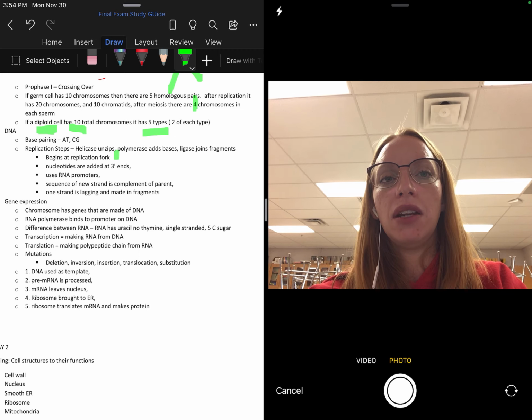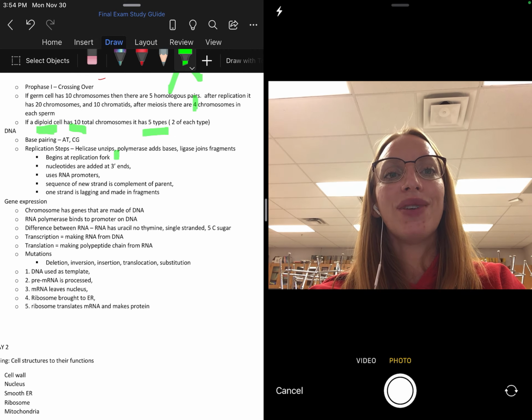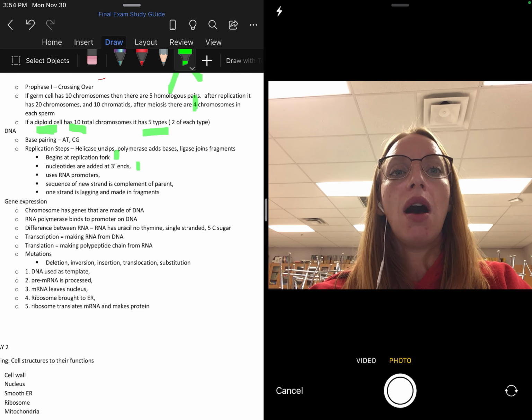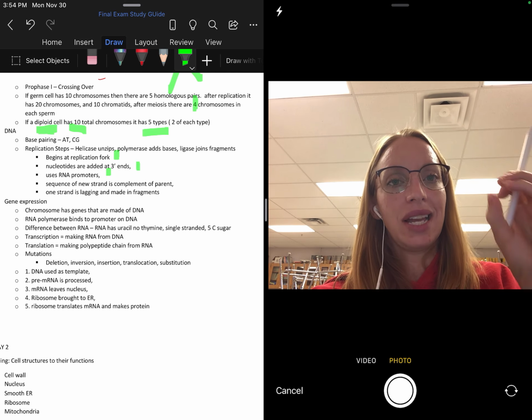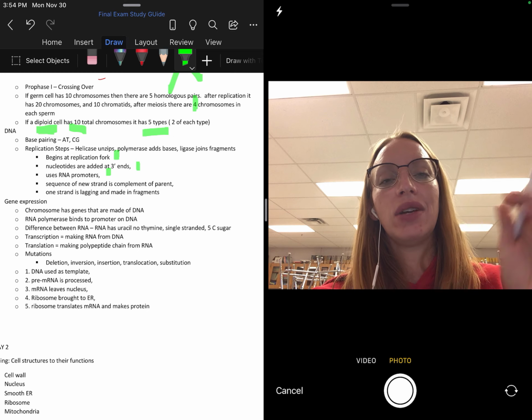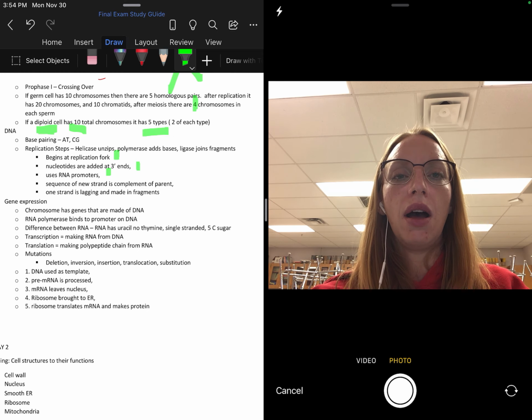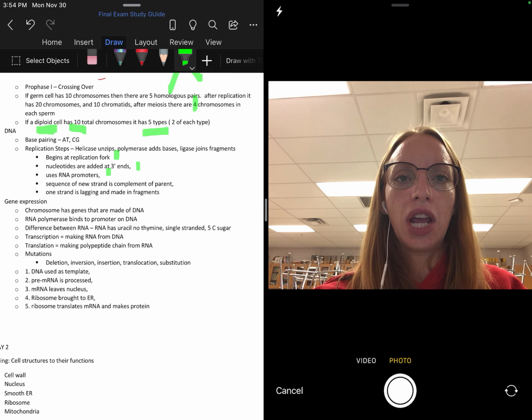DNA replication will always begin at a replication fork. Nucleotides are always added at the 3' ends. Remember, the house always has to be pointed up. It uses RNA primers to attach to that DNA to give the DNA bases something to pair to join to as it starts its chain.